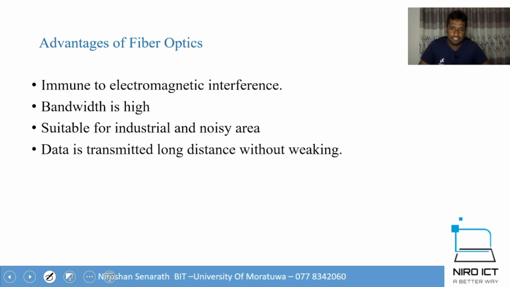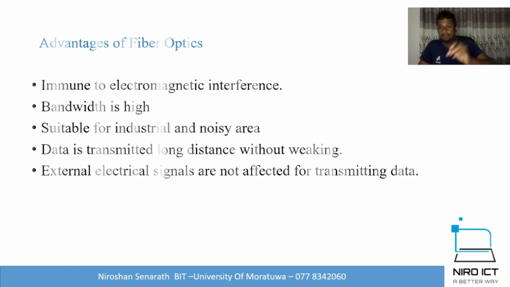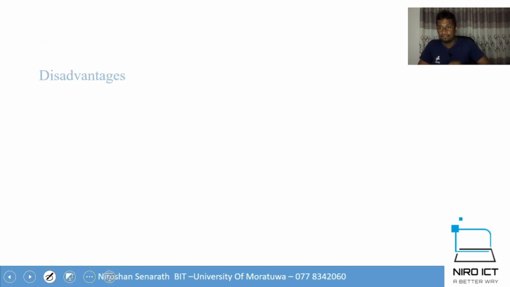Data is transmitted over long distances without weakening, right? Distance doesn't matter, we can transmit the data. No attenuation is there. External electrical signals do not affect the transmitting of data, because electrical signals do not affect light waves. So let's see what the disadvantages are. The manufacturing or production cost of these types of cables is high. That's why they are expensive cables.